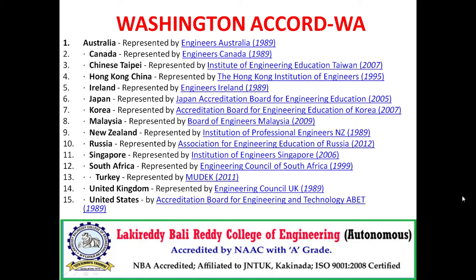For example, Australia has Engineers Australia, and the USA has ABET, the Accreditation Board for Engineering and Technology. But our country, India, is not there in this list, because at that time, since 2007, India was a provisional member under the Washington Accord.